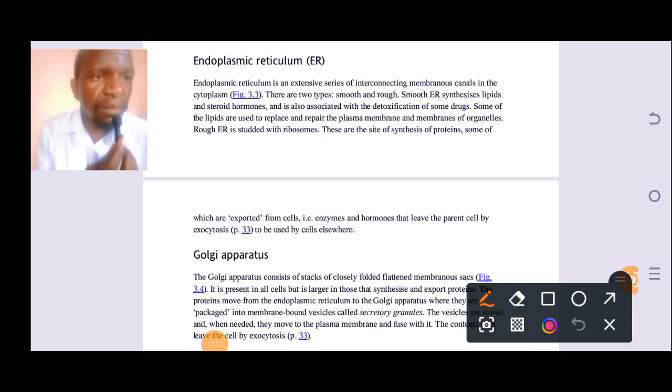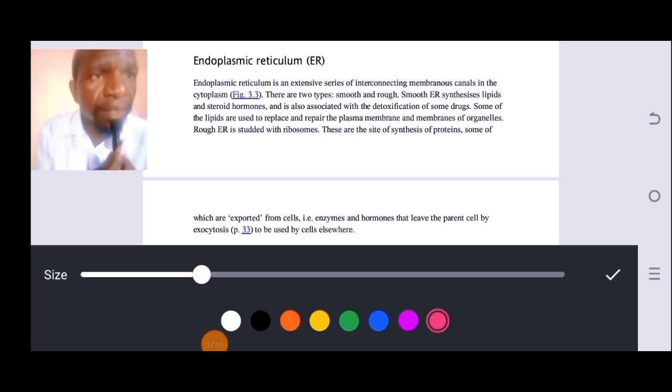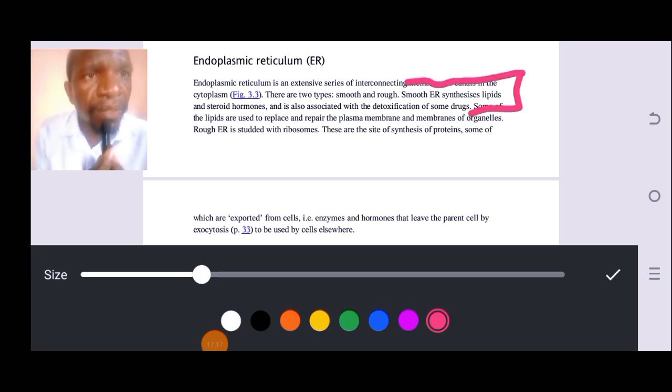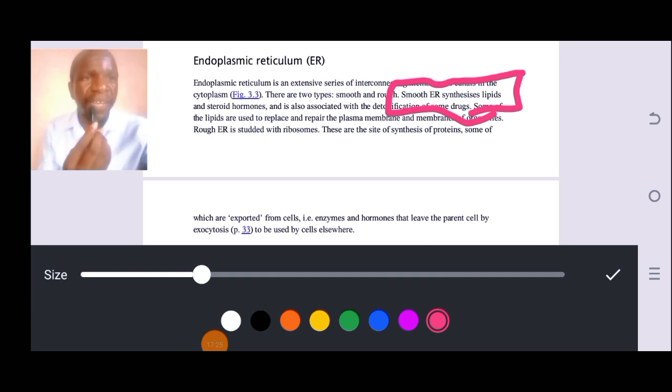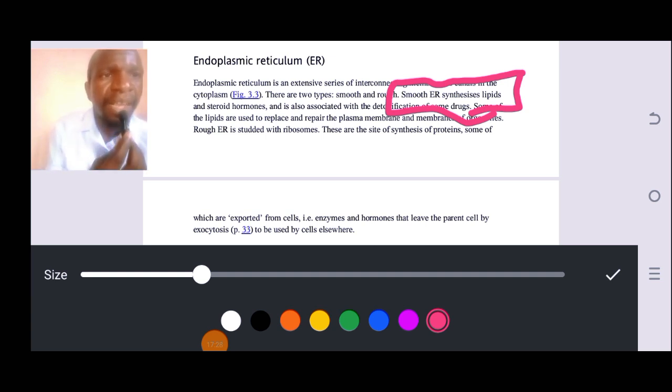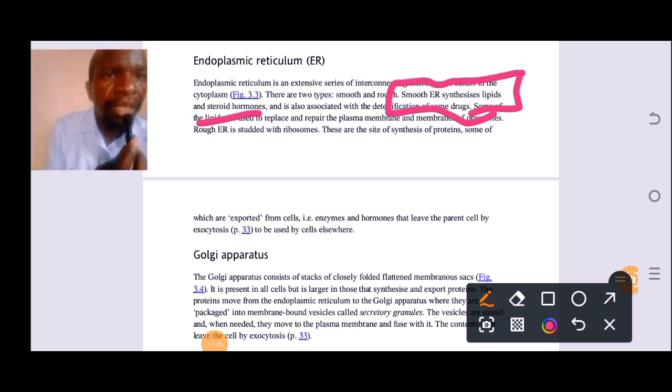The smooth endoplasmic reticulum synthesizes lipids. This is the main function of the smooth endoplasmic reticulum. This is what you just need to write, to say it synthesizes the lipids or the fats. So it synthesizes the lipids and steroids, right? The steroid hormones, and is also associated with the detoxification of drugs. That is for the smooth endoplasmic reticulum.